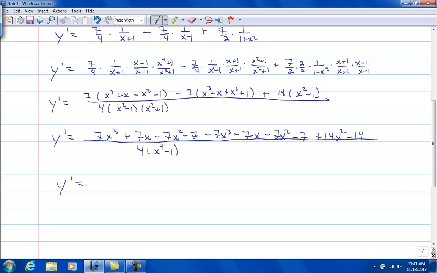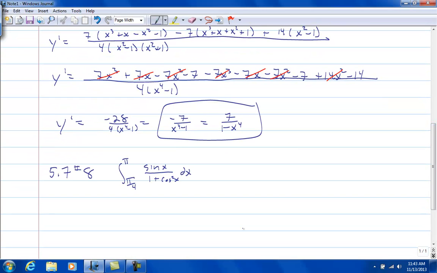So that y prime is going to be, now check this out. The 7x cubed cancels with that one. 7x cancels there. And then 7x squared and negative 7x squared, negative 7x squared, and the 14x squared positive cancel. That leaves us with a negative 7 plus negative 7 plus negative 14 is negative 28 over 4 times x to the 4th minus 1. That gives us negative 7 over x to the 4th minus 1, or you can write it as 7 over 1 minus x to the 4th.